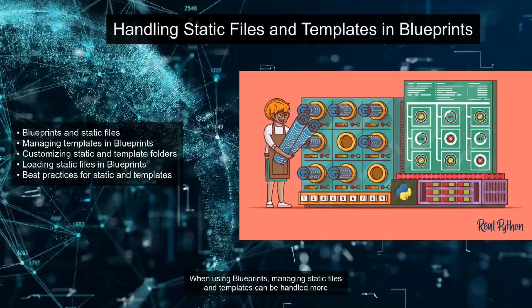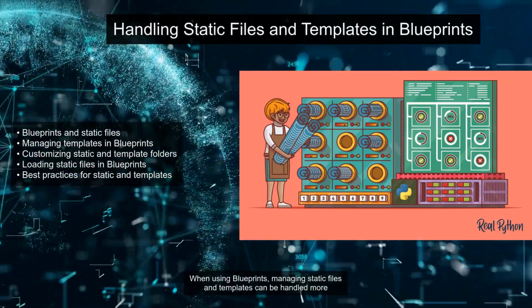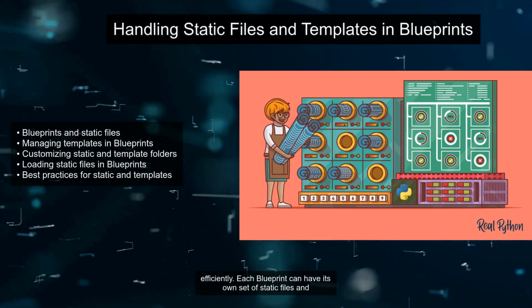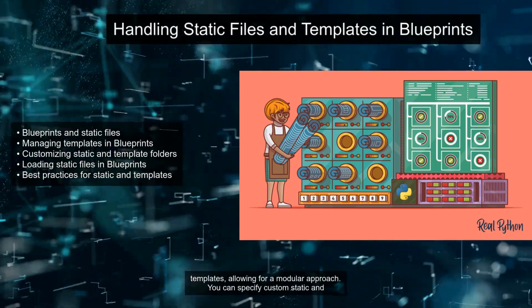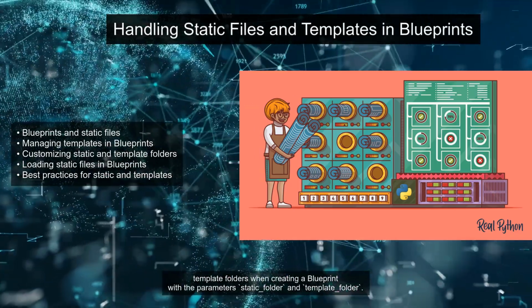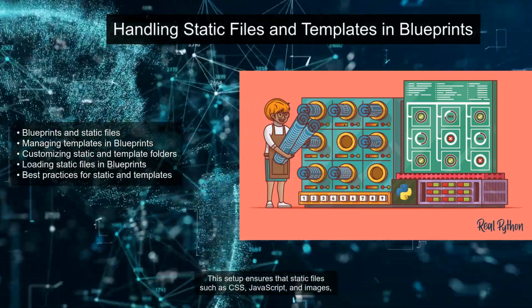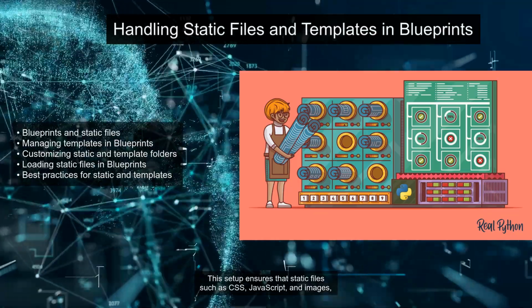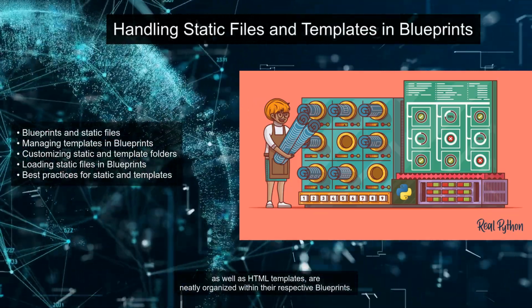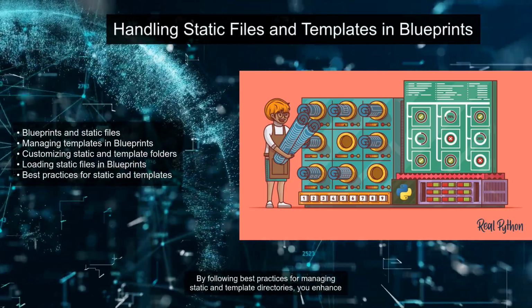When using blueprints, managing static files and templates can be handled more efficiently. Each blueprint can have its own set of static files and templates, allowing for a modular approach. You can specify custom static and template folders when creating a blueprint with the parameters static_folder and template_folder. This setup ensures that static files such as CSS, JavaScript, and images, as well as HTML templates, are neatly organized within their respective blueprints.